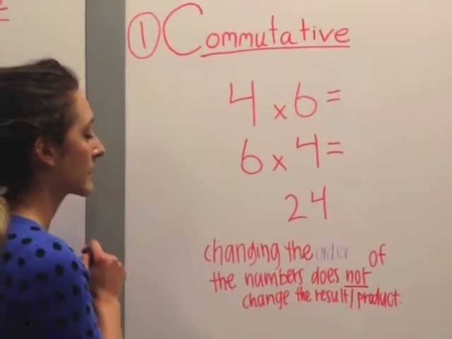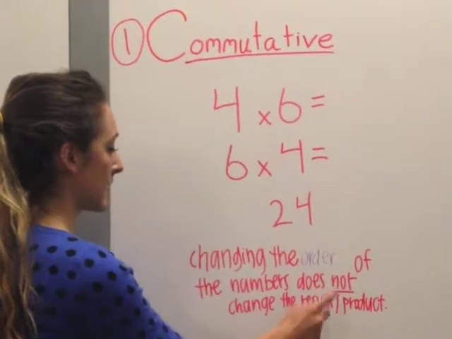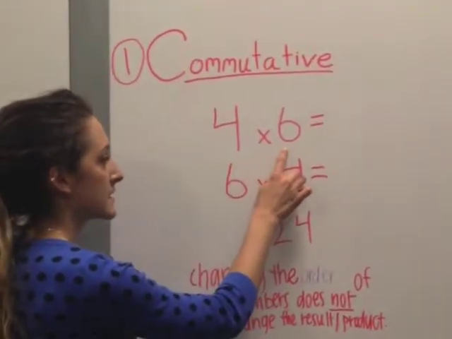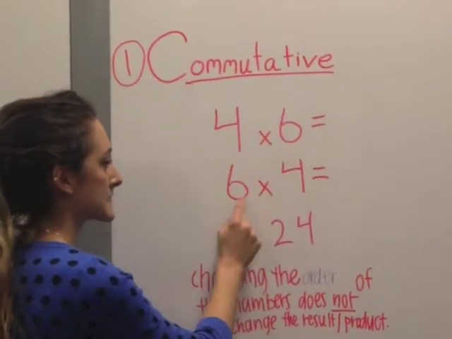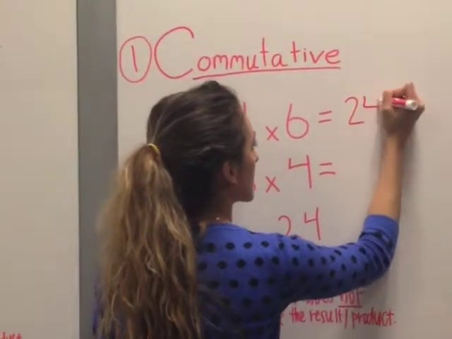The commutative property. The definition is changing the order of the numbers, but it does not change the ultimate answer. For our example, we have 4 times 6, and we flip it around to make it 6 times 4, and notice both times we still get the answer of 24.